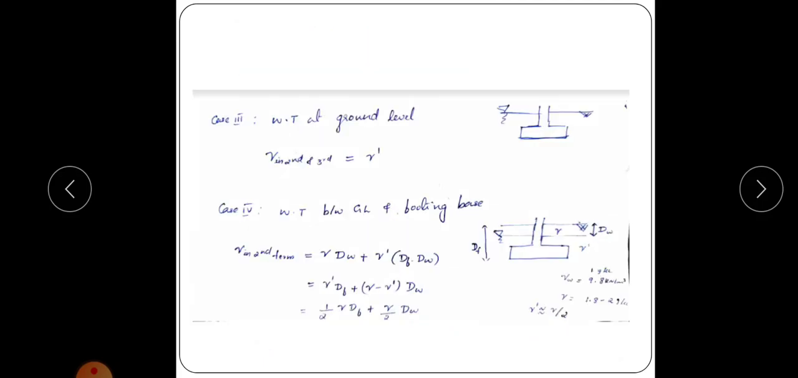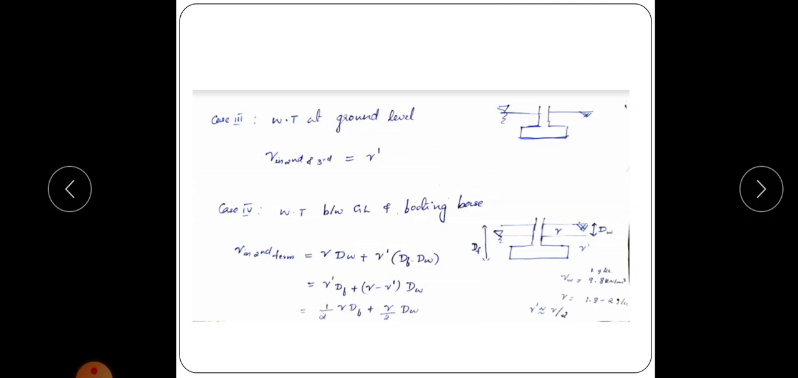Next, in third case, water table is at ground level. Okay, that is here, this is the location of water table. So what will happen if the water table is at ground level? The second term and third term will be in submerged condition, because the water table is above these two components. So gamma in second and third term is gamma dash, that is submerged condition.